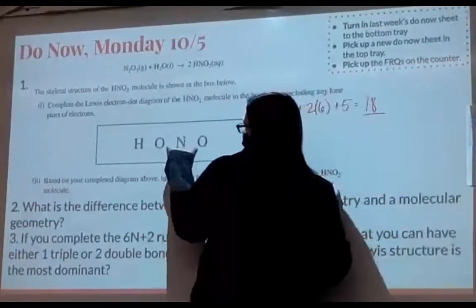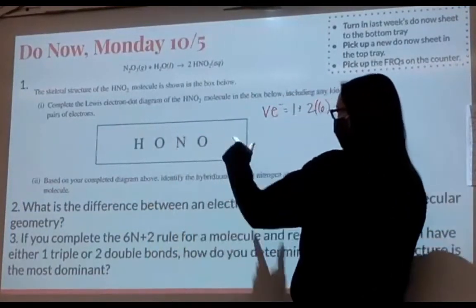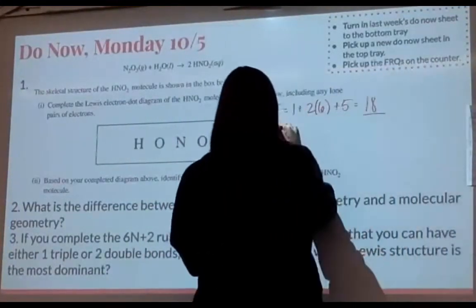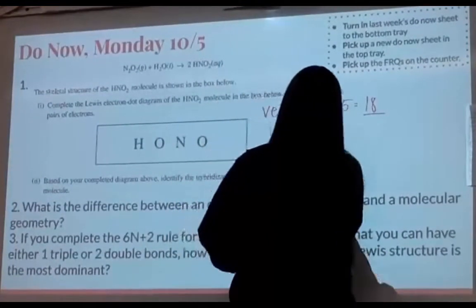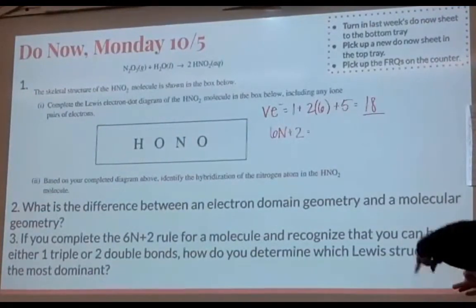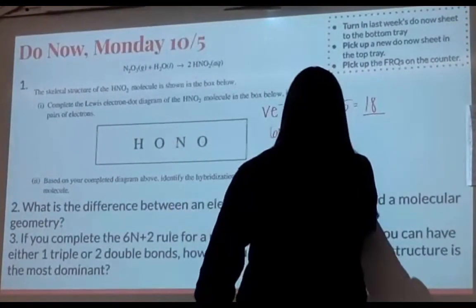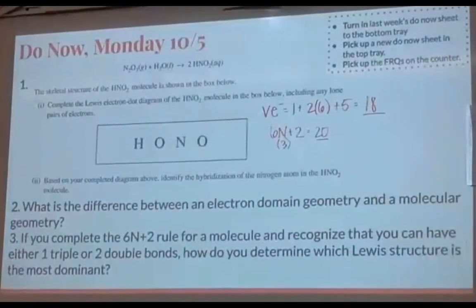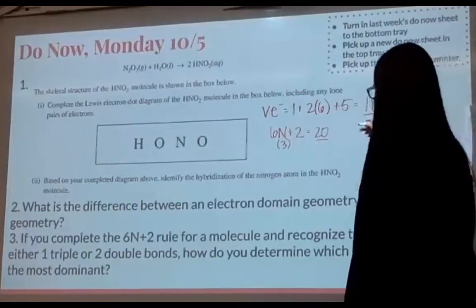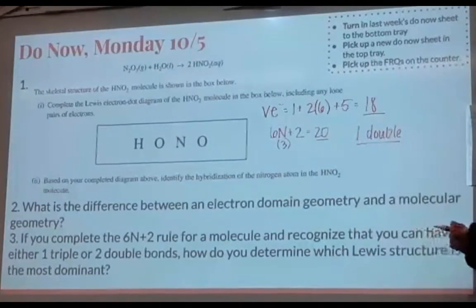When I look at this, I have the potential to multiple bond, the multiple bond between O and N, or N and O. So that means I have to use the 6N plus 2 rule. Remember that N is the number of atoms, not hydrogen. We don't count hydrogen, so it's 3. 6 times 3 is 18, plus 2 is 20. Valence electrons and 6N plus 2 are not the same. If it's a difference of 2 like this, that means that we need 1 double bond. Now, they only gave us 1 structure, so we're only going to have 1 answer.